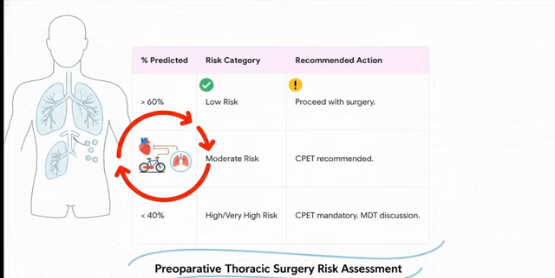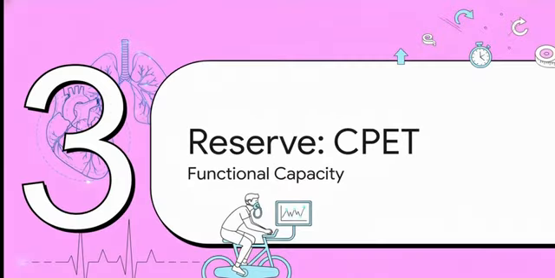As you can see, a PPO DLCO over 60% is considered low risk. But the really crucial threshold is a PPO DLCO below 40%. This signifies a high to very high risk for major postoperative complications. It makes cardiopulmonary exercise testing mandatory and requires a formal multidisciplinary team discussion with your surgical and pulmonary colleagues. Okay, let's move to the third and final piece of our assessment, evaluating the integrated cardiopulmonary reserve. When our initial tests are borderline or concerning, cardiopulmonary exercise testing, or CPET, is our gold standard.